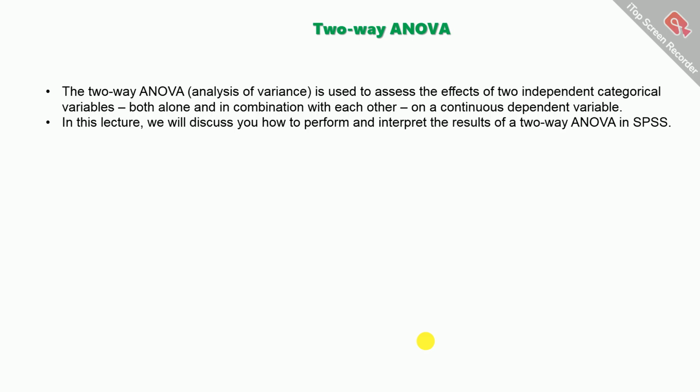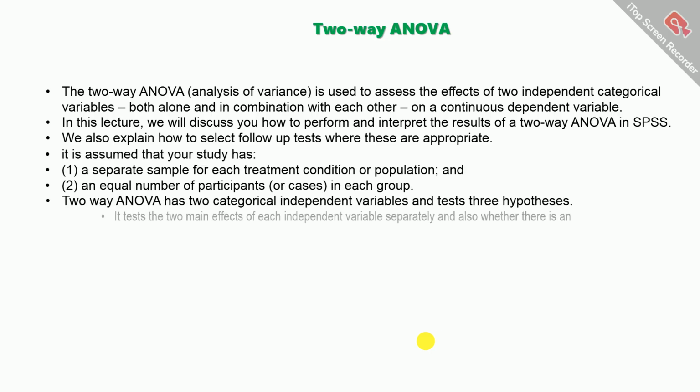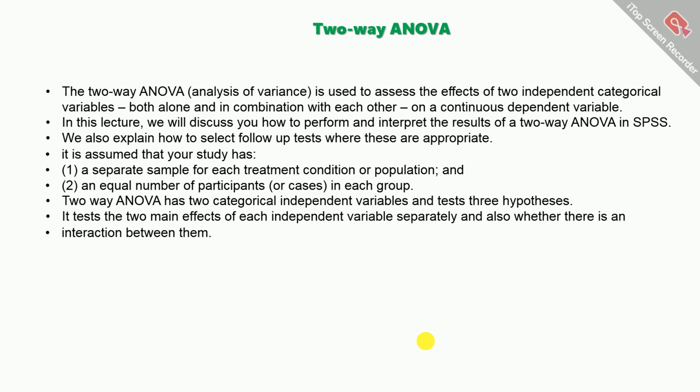In this lecture, we will discuss how to perform and interpret the results of two-way ANOVA. I'll also explain how to select follow-up tests, whether these are appropriate. Two-way analysis of variance has two categorical independent variables and tests three hypotheses. It tests the two main effects of each independent variable separately and also whether there is an interaction between them.